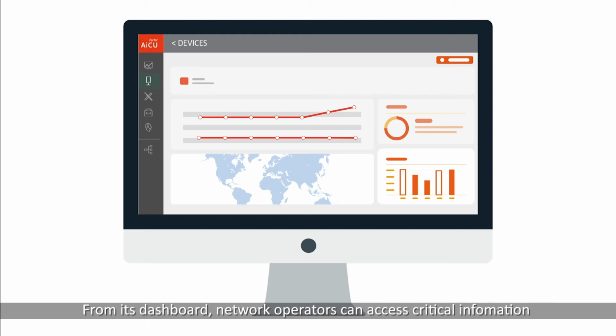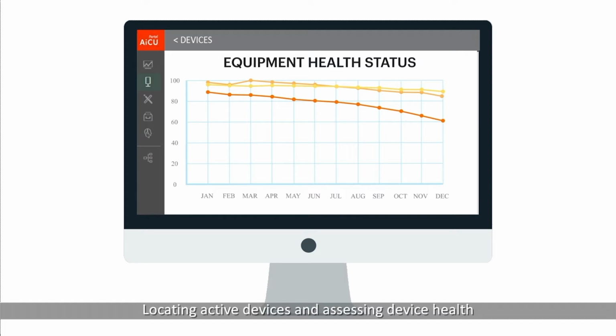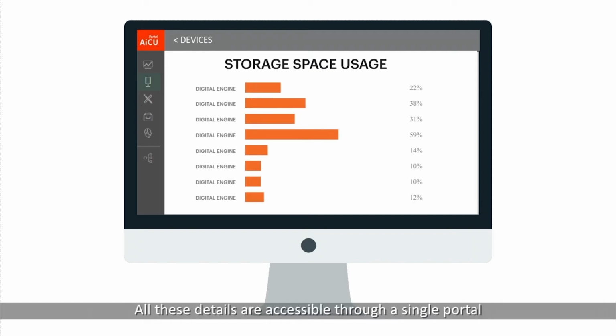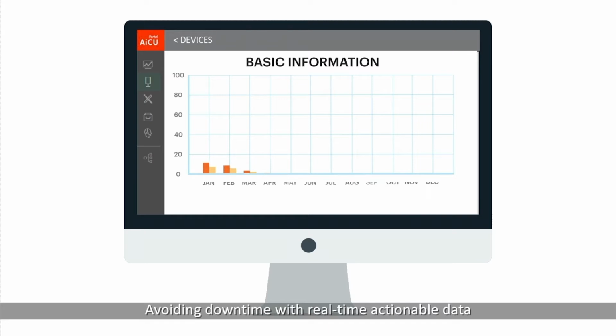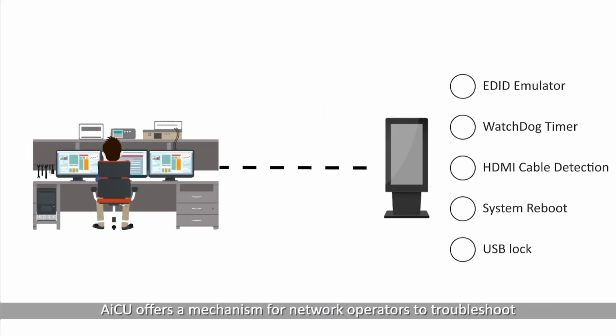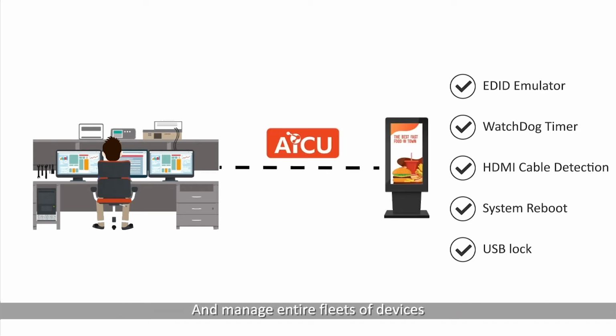From its dashboard, network operators can access critical information, locating active devices and assessing device health, for analyzing, predicting, and monitoring device usage. All these details are accessible through a single portal, avoiding downtime with real-time actionable data. AiCU offers a mechanism for network operators to troubleshoot and manage entire fleets of devices.